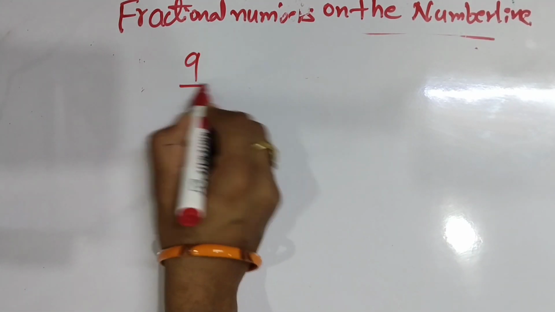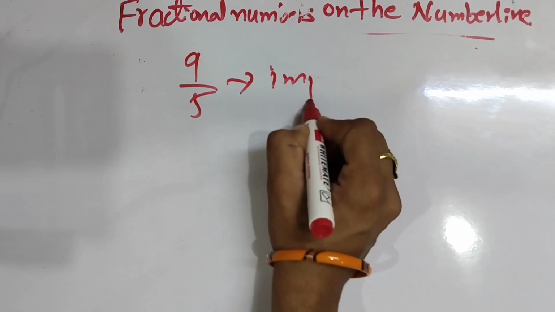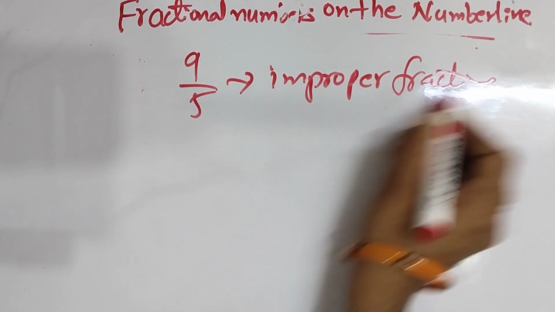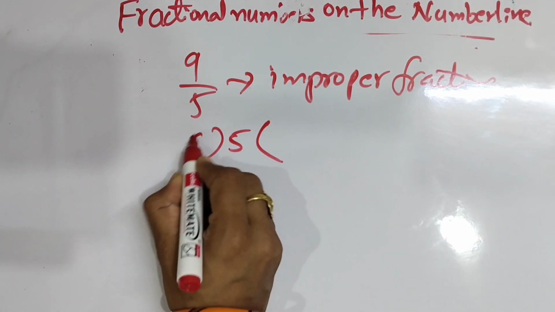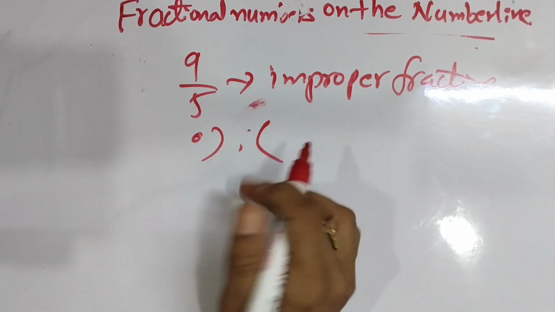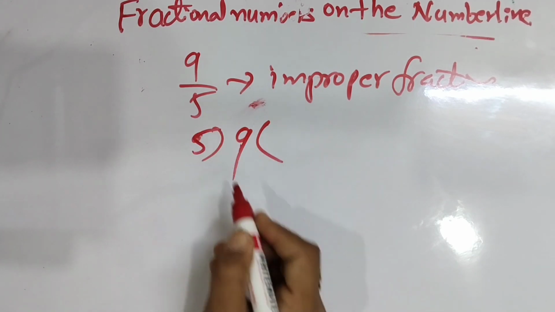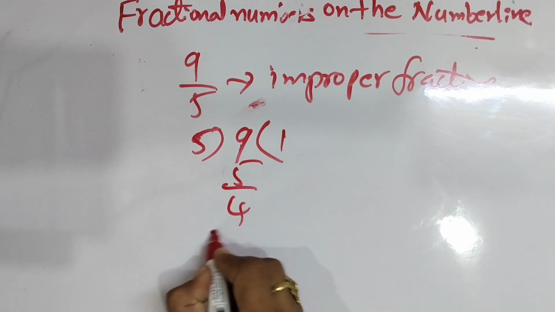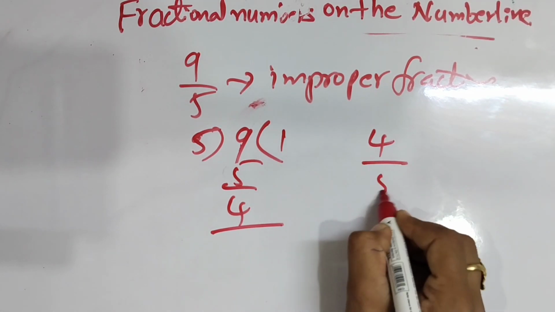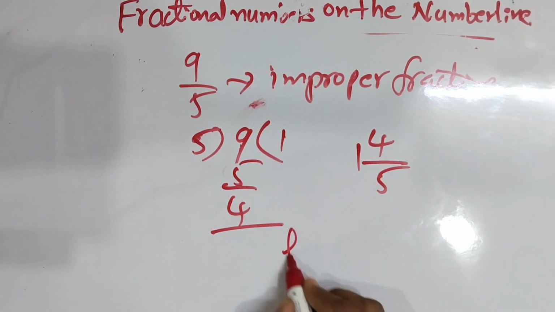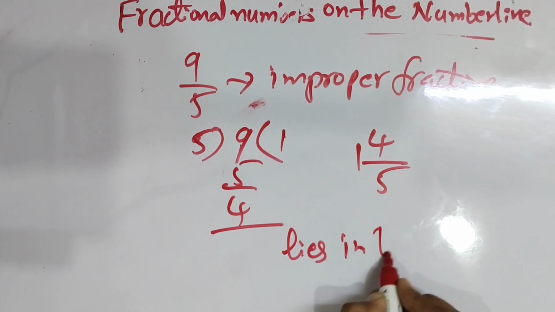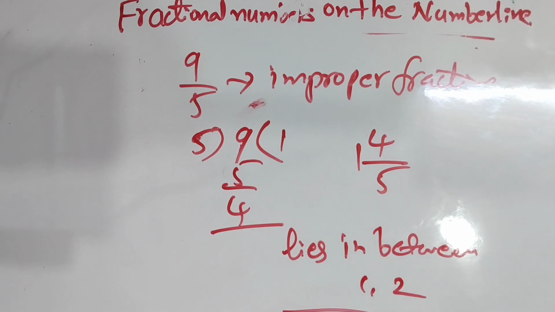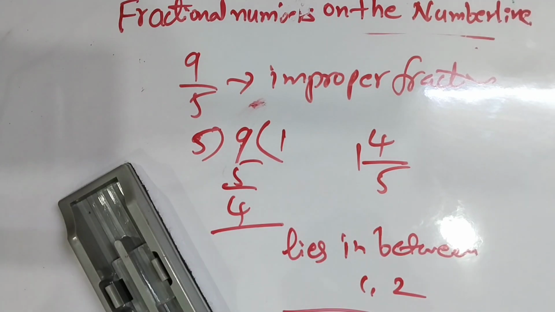So 9 by 5. This is also an improper fraction. We are going to divide the numerator by the denominator. 5 ones are 5, we get remainder 4. So 4 by 5 with 1 as the whole part lies in between 1 and 2. So these are the problems.